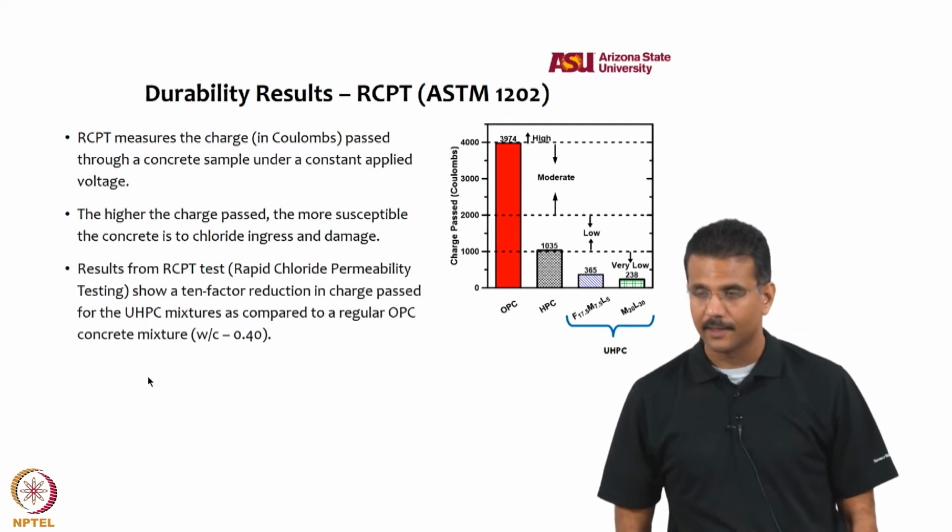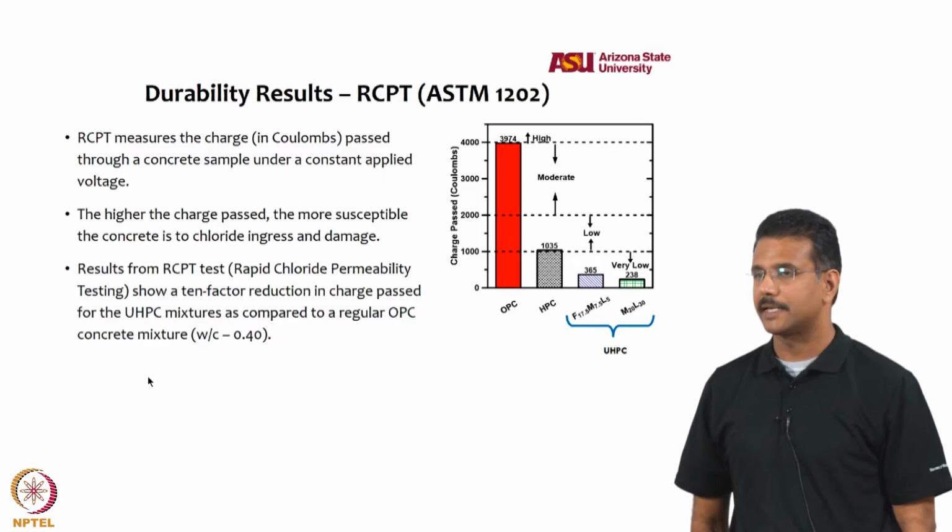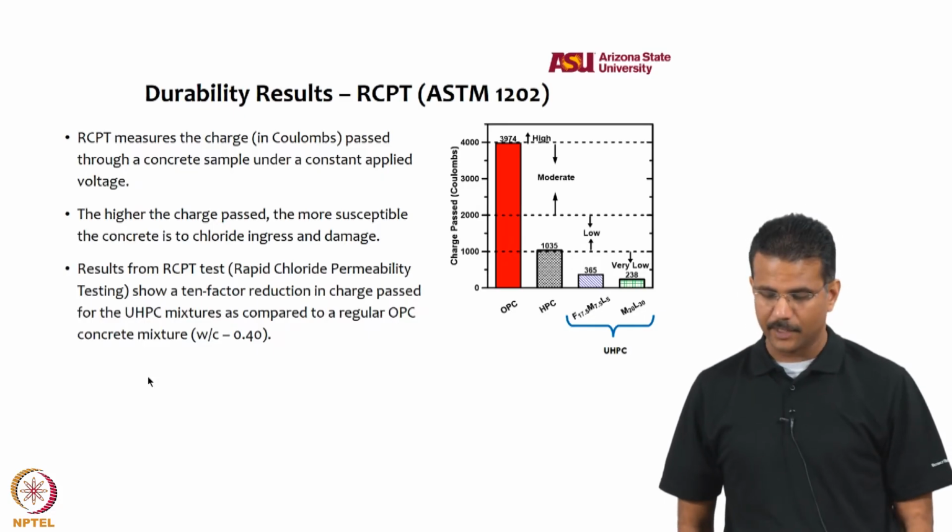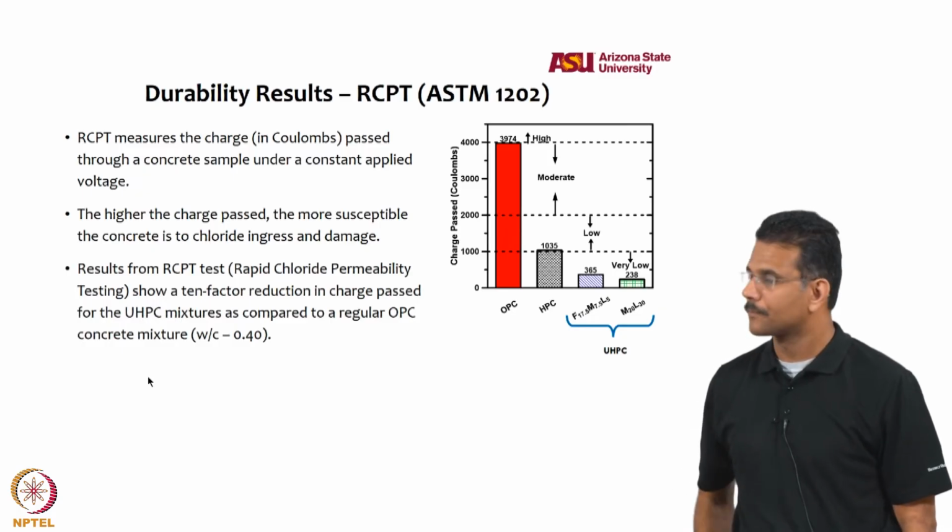Now, with ultra high performance concrete, you are getting to about 250 to 300, really low values of rapid chloride permeability.